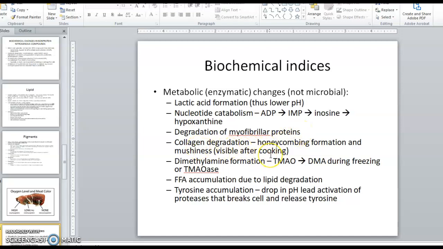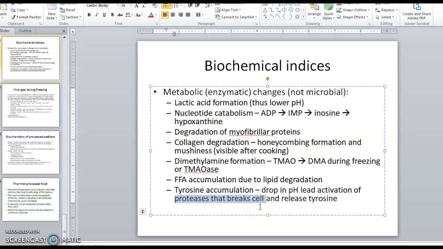Collagen degradation, which lead to the honeycombing formation and mushiness. Dimethylamine formation, TMAO to DMA during freezing. Okay, we already discussed this one before. Free fatty acid accumulation due to lipid degradation. Okay, because when the lipase is active after the death of the seafood, it can break the lipid to free fatty acid. And finally, the tyrosine accumulation. Okay, because the drop in pH can lead to activation of proteases that can break the cell and release the tyrosine from inside the cell.